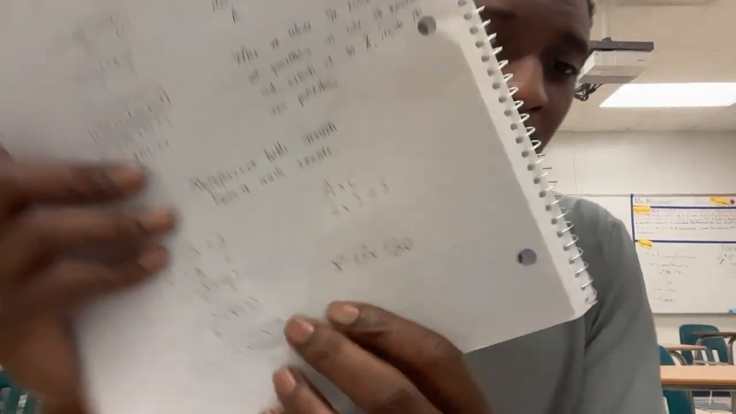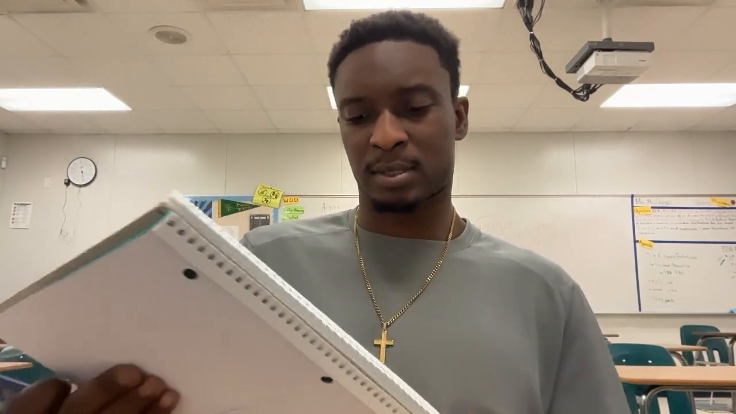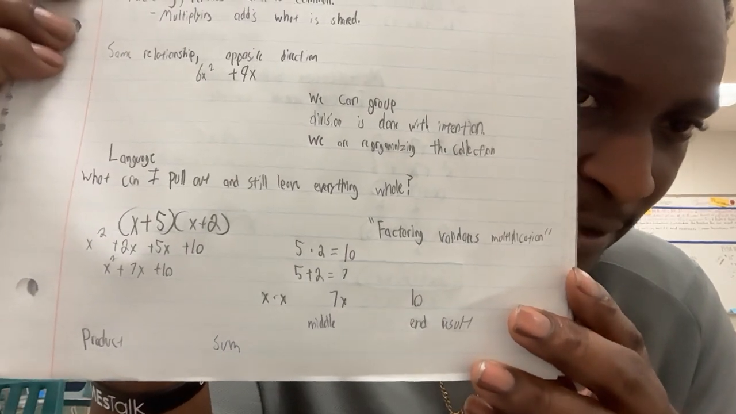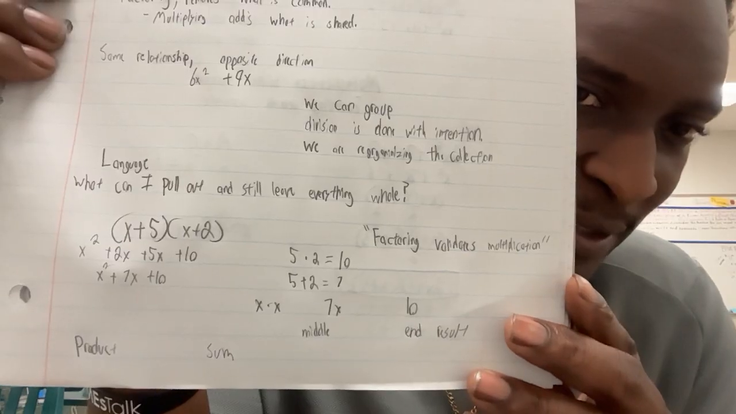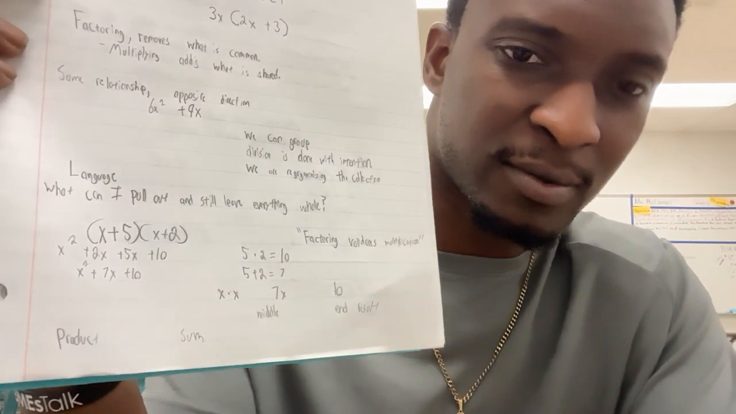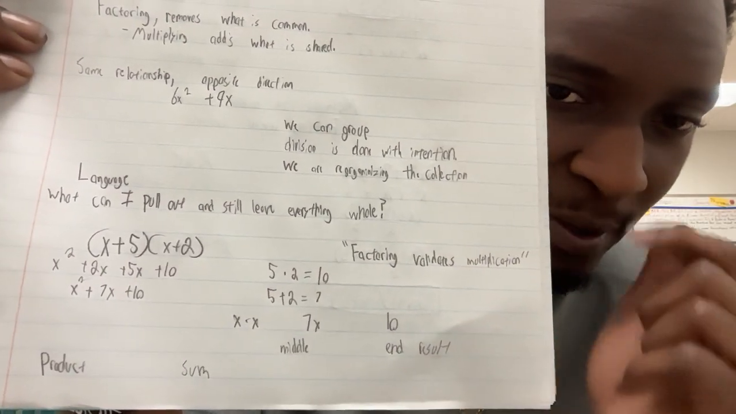All right, let's go to a new problem. Let's go with x squared plus 9x plus 20. So here, new problem. But guess what we're going to do? Because we did some work already. Let's go back to our notes. Let's go to the part where it says language. What can I pull out and still leave everything whole?